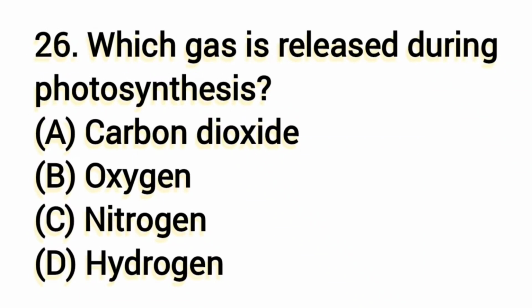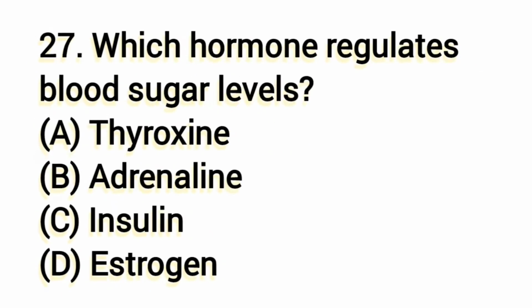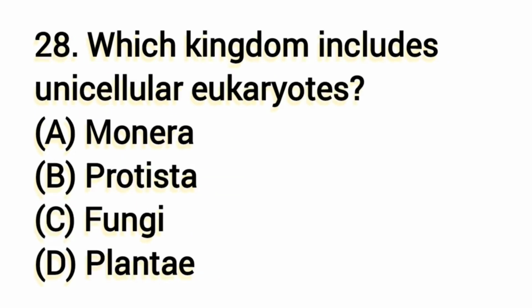Gametogenesis. 26. Which gas is released during photosynthesis? A. Carbon dioxide. B. Oxygen. C. Nitrogen. D. Hydrogen. Answer is B. Oxygen. 27. Which hormone regulates blood sugar levels? A. Thyroxine. B. Adrenaline. C. Insulin. D. Estrogen. Answer is C. Insulin. 28. Which kingdom includes unicellular eukaryotes? A. Monera. B. Protista. C. Fungi. D. Plantae. Answer is B.